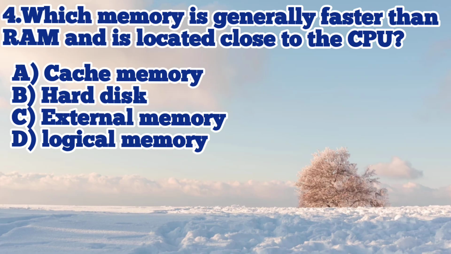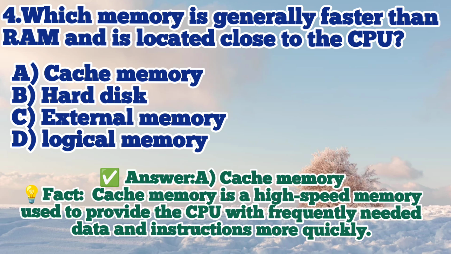Which memory is generally faster than RAM and is located close to the CPU? The answer is cache memory. Cache memory is a high-speed memory used to provide a CPU with frequently needed data and instructions more quickly.